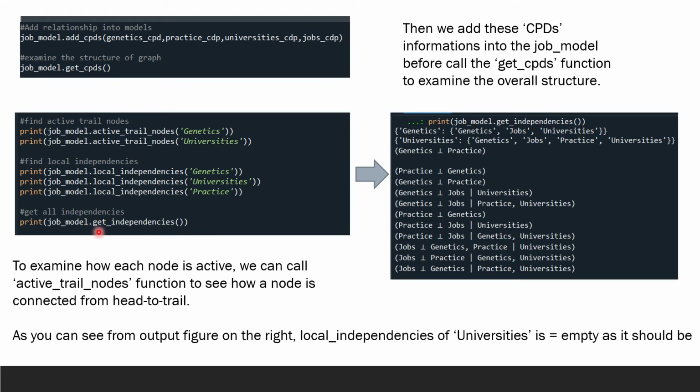And the last one is the function get underscore independencies. It will tell you all the independencies in the network. It will be used when we want to see all independencies, but in a real network you will not do that because the network will be large. It's very complex to see, so it's better to see only one node's local independencies.